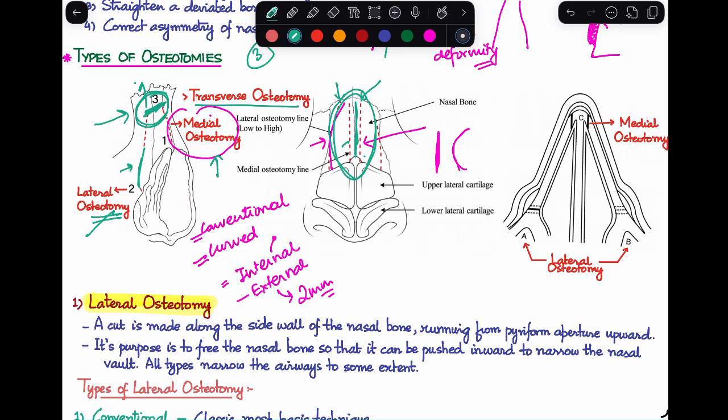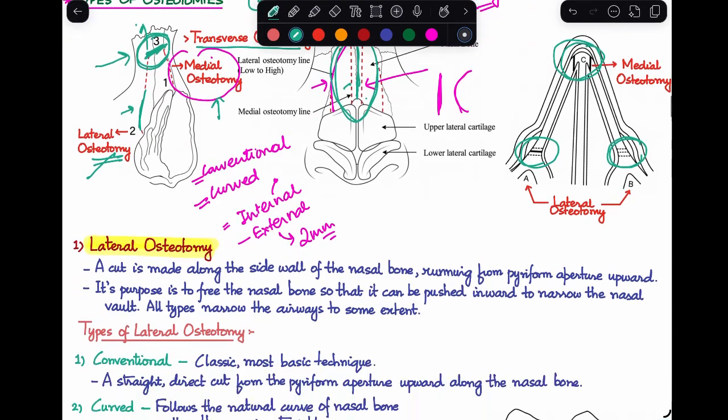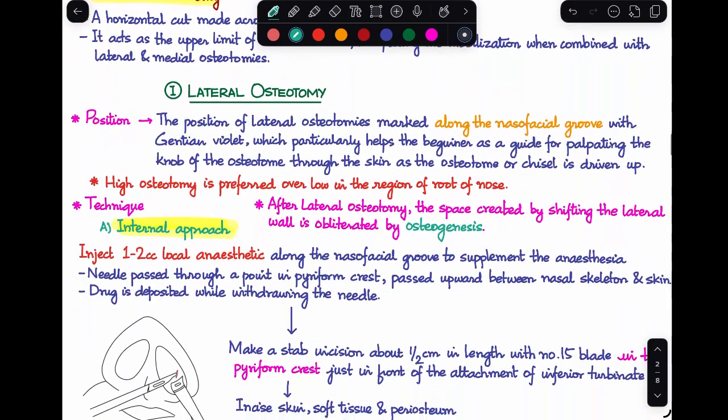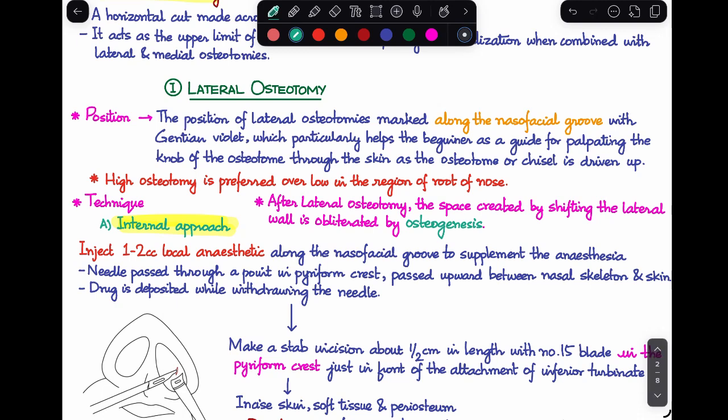And if you look at this image over here also, this is what a lateral osteotomy cut will look like, and this is where the medial osteotomy cut is given. So that's about the different types of osteotomies. Next, let's talk about the different steps in each of these osteotomies, starting with lateral osteotomy.